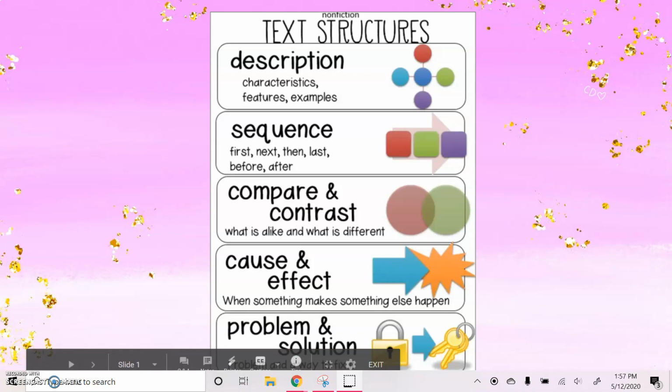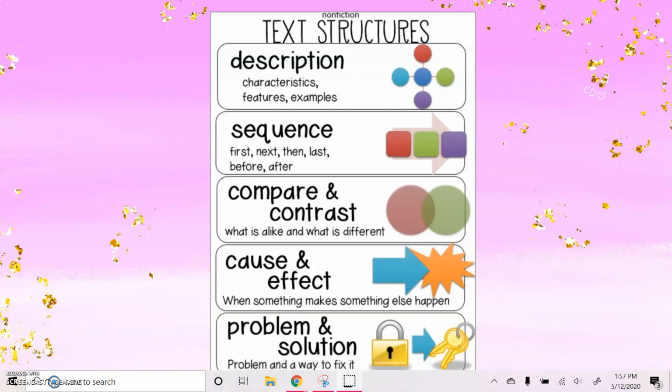Good morning, researchers. This week you have been researching Native American tribes by reading different types of texts and focusing on specific subtopics. Today we are going to learn about different text structures. Remember, researchers, when authors write about a topic, they focus on different text structures, such as description, sequence, compare and contrast, cause and effect, and problem and solution.